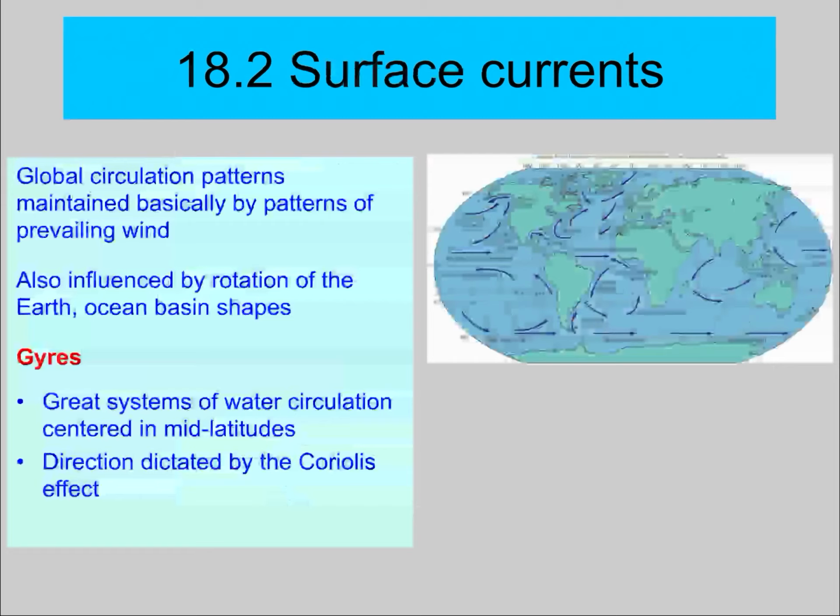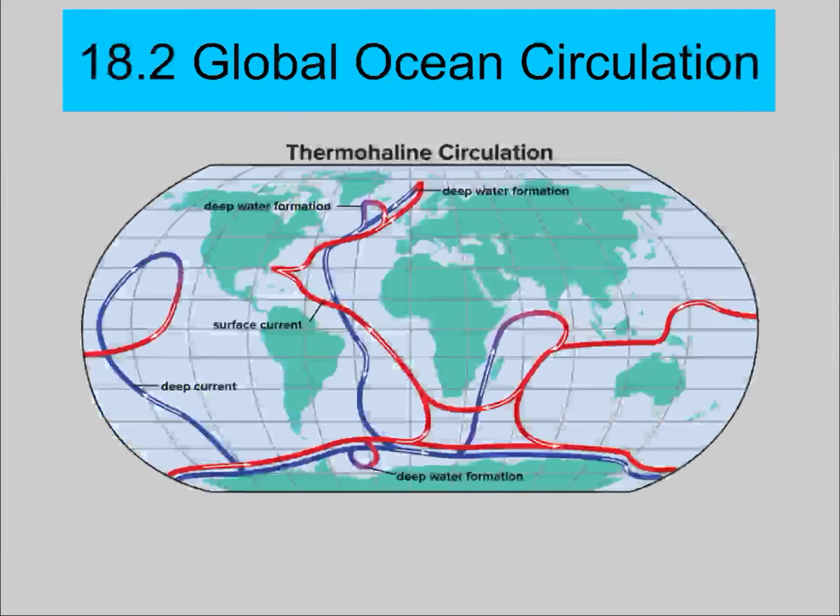Now, a gyre is a great system of water circulation centered in the mid-latitudes, and the direction is dictated by the Coriolis effect. You can see those around the Peru current, the Brazil current, and over Australia, where they go in the same counterclockwise direction. There's also a thermohaline circulation based on the warmth and the cool. This is the global ocean circulation, which essentially connects all of our oceans. Even though they have different names and different features, whether they're cold or hot, they're all interconnected.